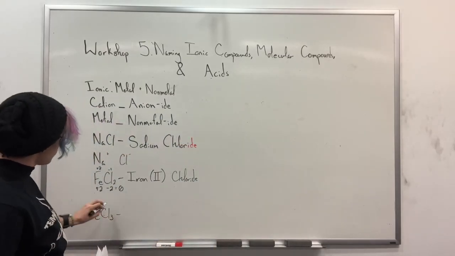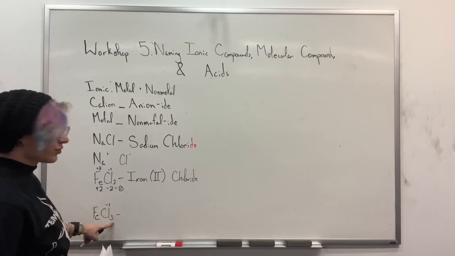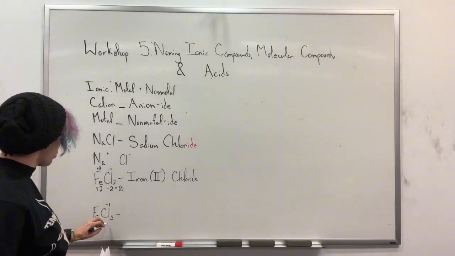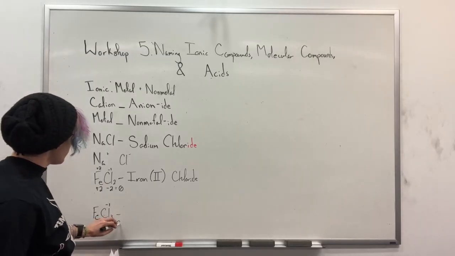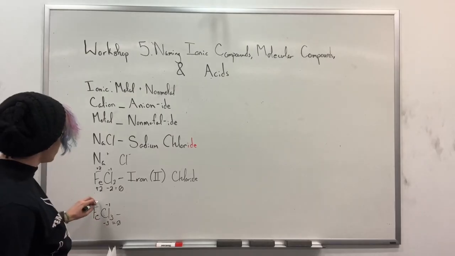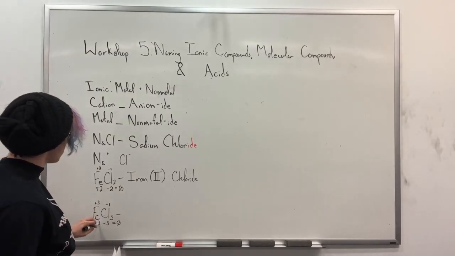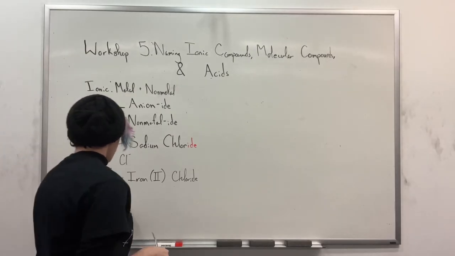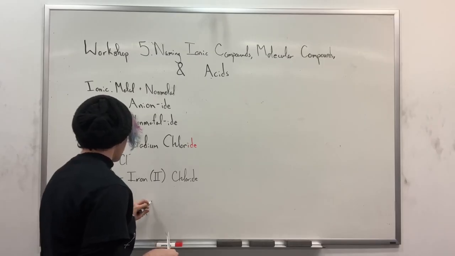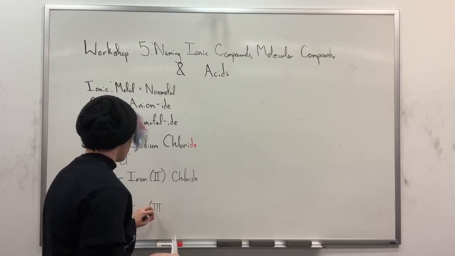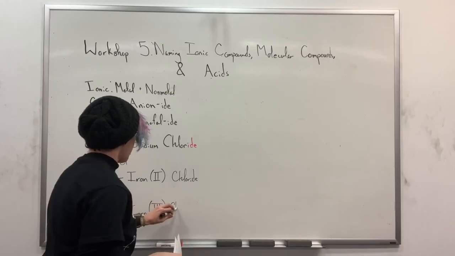Same thing with FeCl3. Chlorine has a charge of -1. There are 3 chlorines in this compound, so there's an overall charge of -3. And so to balance this out, iron needs to have a +3 charge. And so now instead of iron(II), it's iron(III) chloride.